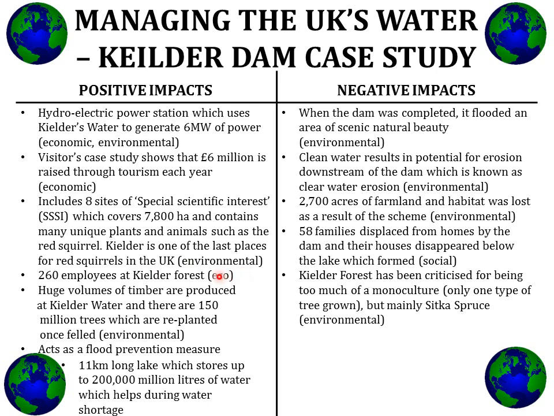A social and economic impact is that there are 200 employees at Kielder Forest. Also, huge volumes of timber are produced at Kielder Water each year, and there are 150 million trees which are replanted once felled. It also acts as a flood prevention measure, and it is an 11-kilometer long lake which stores up to 200 million litres of water, which helps during water shortage.